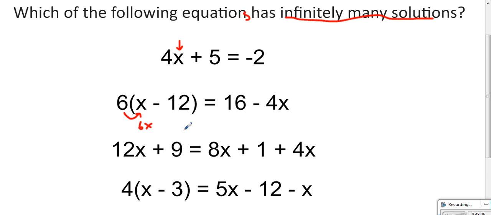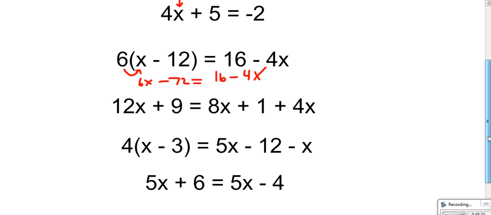If this is an open-ended question, I would actually show pretty much all my work. But even if you do 6 times 12, and you get 72, you could justify it by saying it's not the same on both sides, right? So that's not infinitely many solutions either.